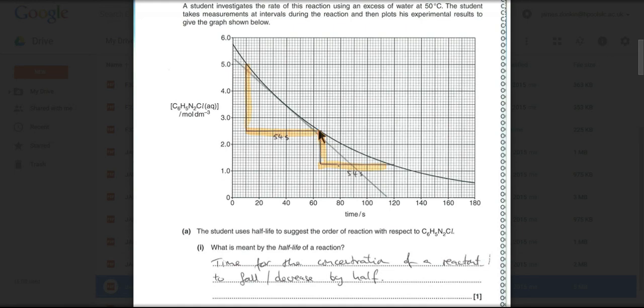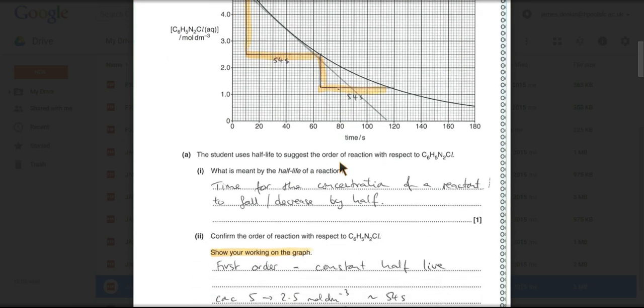I've then calculated a second half-life, so I've gone from 2.5 to 1.25. That's taken another 54 seconds, and so what we can say is the half-life is constant, and that is therefore first order. So there's my working out, first order, constant half-life, and then there's my 2 half-lives calculated, and that's what they were after for the marks.